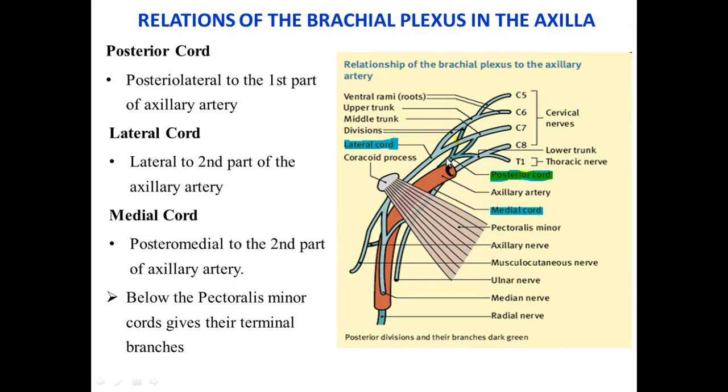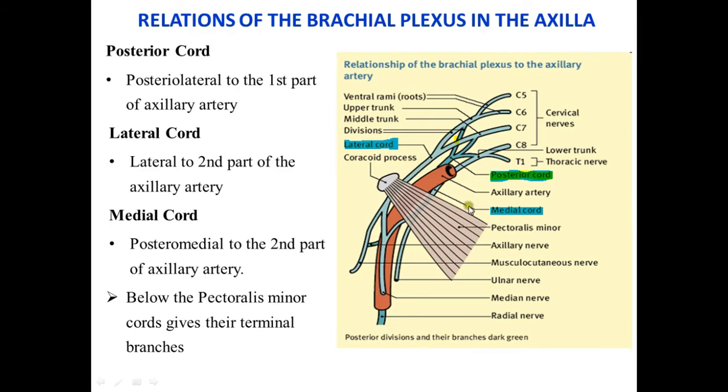Now the lateral cord, this is the lateral cord. Lateral cord, lateral to the second part of the axillary artery. This is the axillary artery. This will be the lateral part of this axillary artery. Lateral to the second part of the axillary artery, that is where the lateral cord is present.